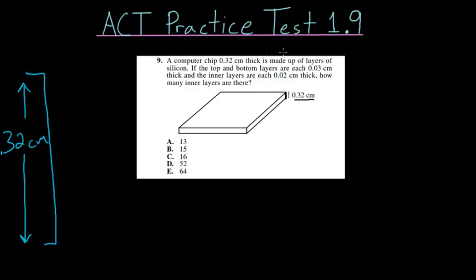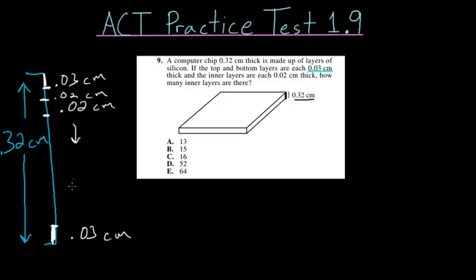And what this problem is saying is that this computer chip is made up of layers of silicone. So the top layer and the bottom layer, they say, are 0.03 centimeters. So we've got a layer up here, and this is 0.03 centimeters. And then they've got a bottom layer here, and this is also 0.03 centimeters. And at this point, there's a whole bunch of layers that are each 0.02 centimeters. And our goal is to figure out how many of those layers there are.